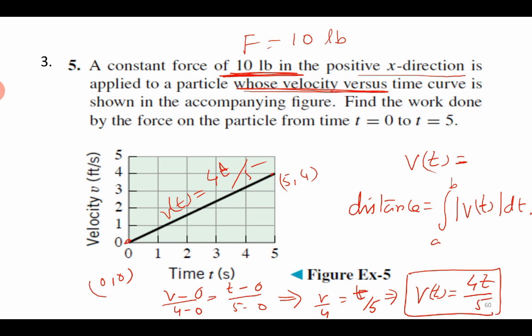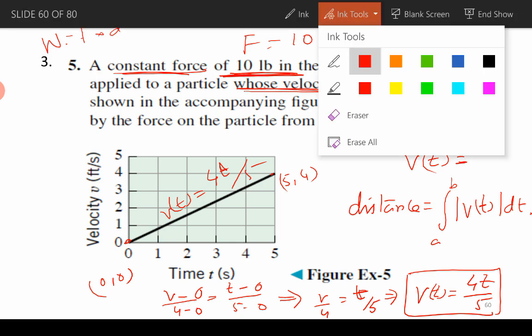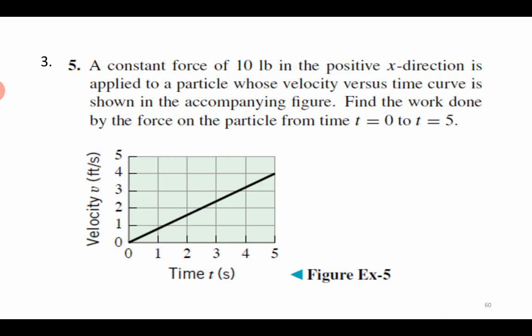So we have to integrate velocity to find distance, and then distance should be multiplied by the constant of force, because as far as the force is constant, the formula for work done is force into distance. Only need to find distance. So integrate this one to find the distance. What is the distance? Distance d is equal to integral t is 0 to 5.